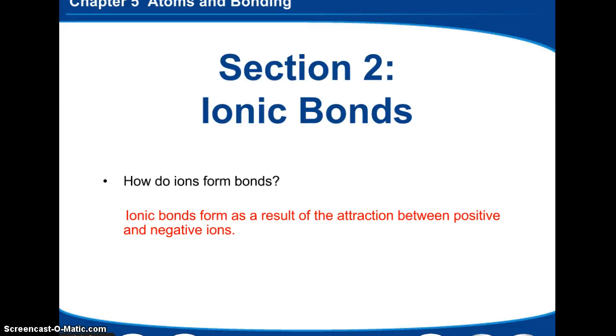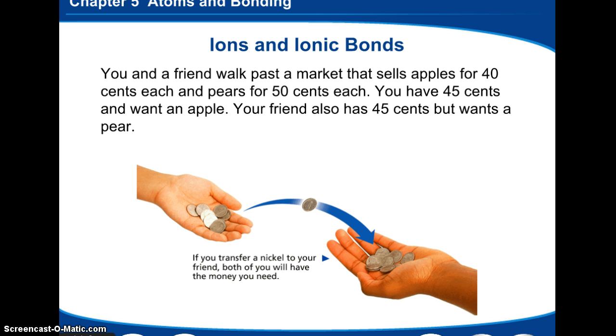Section 5.2 is about ionic bonds. So ionic bonds, how do those things form? It's when you have a positive and a negative ion, and they're attracted to each other, so they form a bond. You can think of it like this person has all of their electrons here, and they're wanting to give one away. And so this person ends up accepting the electrons. The example here is that you're sharing the money that's stated above in order to both buy apples.